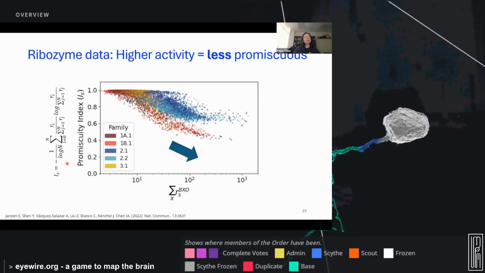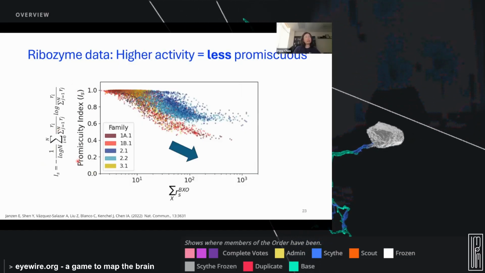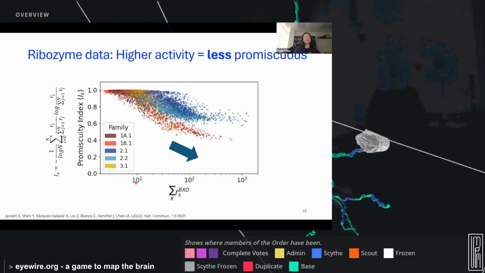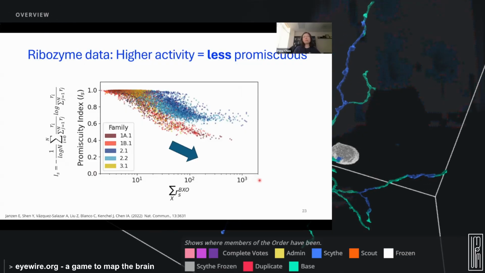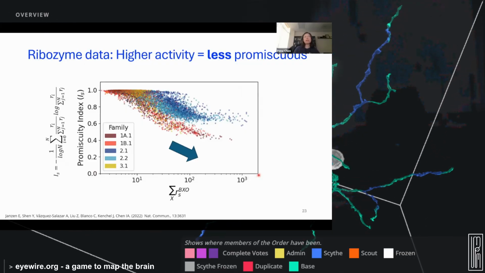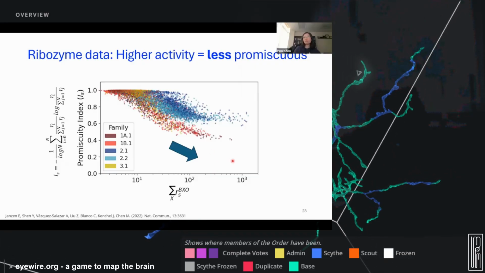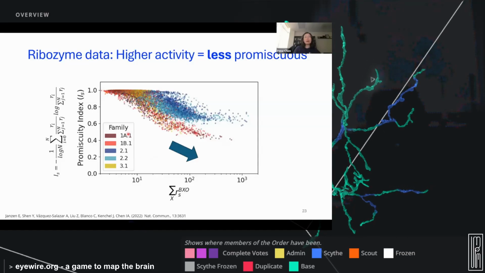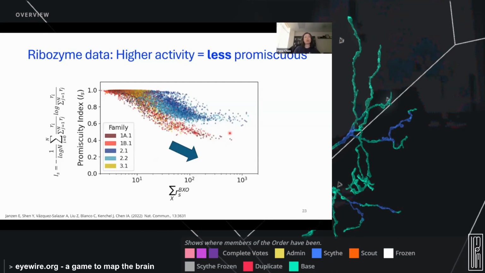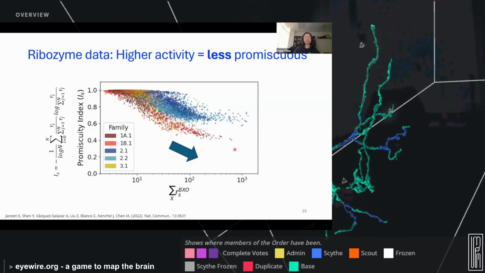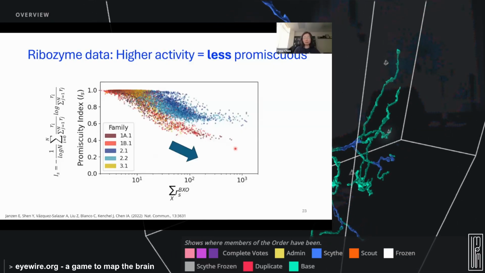So what do we see in our data? This is an index of promiscuity, basically a Shannon entropy type of measurement, against the total overall activity of each ribozyme. And what we saw in general was that the higher the activity is, the less promiscuous it is. So higher activity to the right and less promiscuous going down, with promiscuity index going down, which is the opposite of that initial intuition.